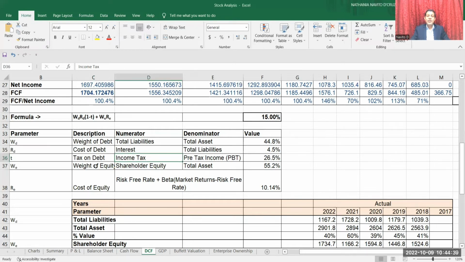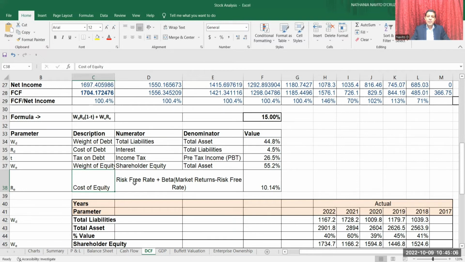Then finally we have the weight of the equity. Here we take the shareholders' equity from the balance sheet and then divide it by the total assets of the company by looking into the balance sheet. And then finally we have the RE, which is the cost of equity. For calculating RE, we use something called the capital asset pricing model.